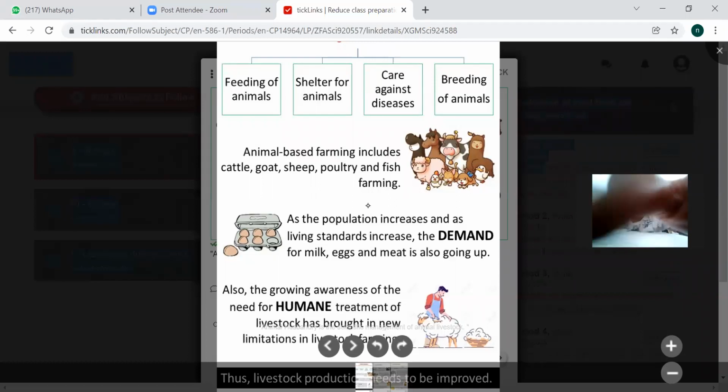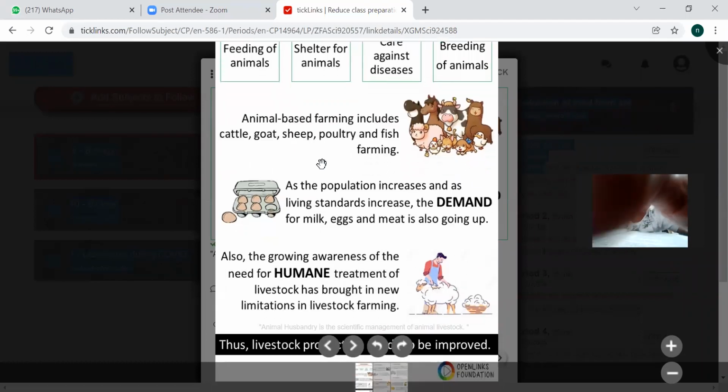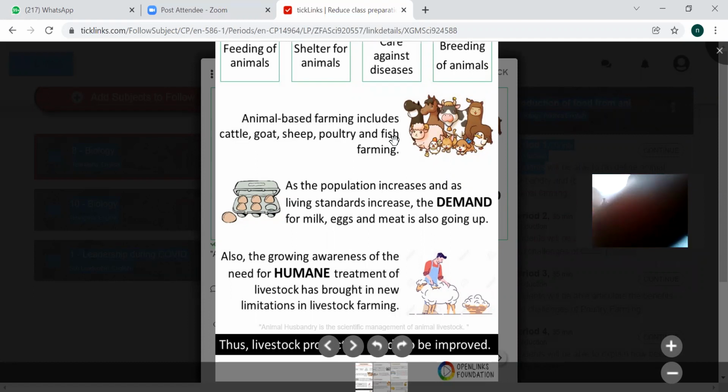You are understanding. So you see that animal-based farming includes cattle, goat, sheep, poultry, and fish farming. We eat all these things. We get meat and milk products from the cattle, mutton from goat, wool from sheep, and from poultry we get eggs, also duck eggs. There are so many other types of eggs which people eat. And then fish farming, fish also has a lot of vitamins, and we get a full-fledged diet from it.